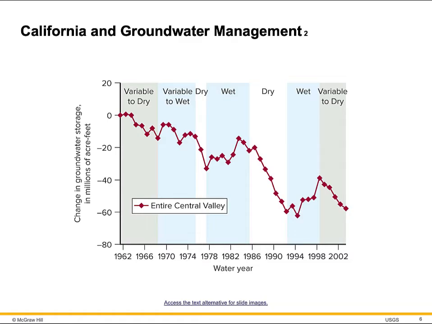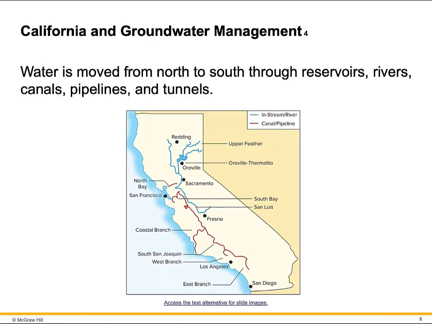The Central Valley in California is one of the most productive farming regions in the world, and thus uses a significant amount of water. Groundwater supply is decreasing because the influx of water is not enough to replenish the amount that is used. The California Water Project manages the distribution of water in the state. The map shows where water is moved from north to south through reservoirs, rivers, canals, pipes, and tunnels.